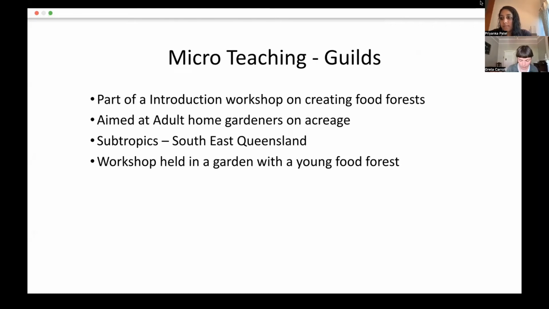Okay, so basically this is a small section of an introduction workshop to creating food forests. It's aimed at adult home gardeners that basically live on acreage, set in the subtropics, so southeast Queensland, and it would be held in a garden with a young food forest, so either mine or a friend's.